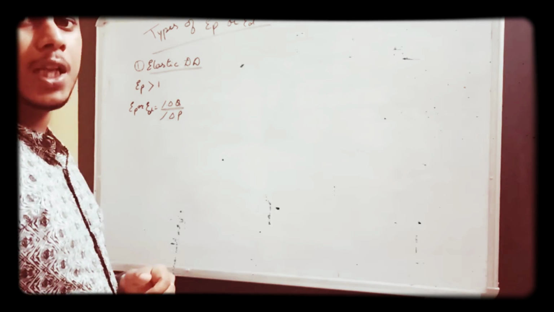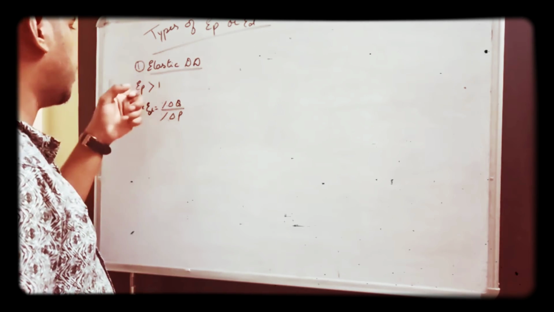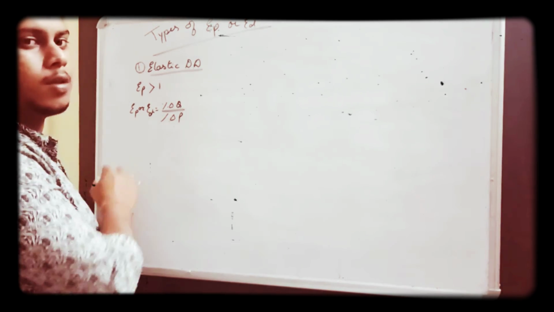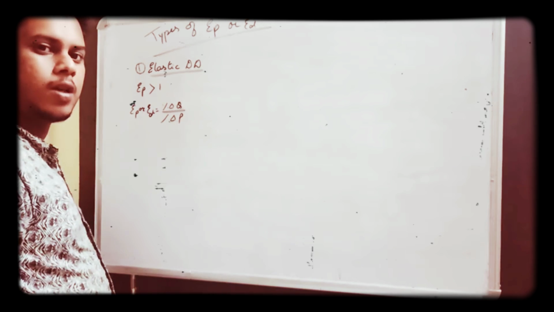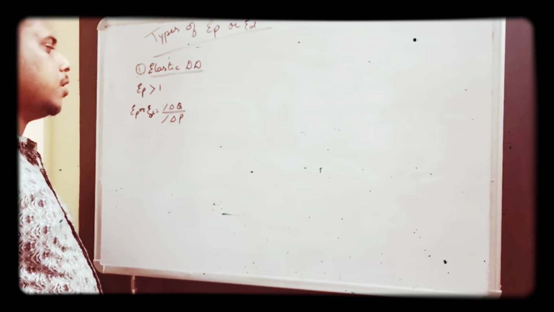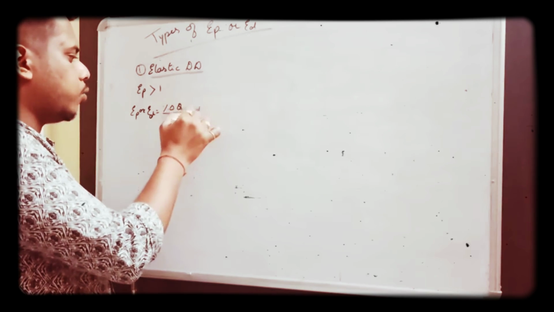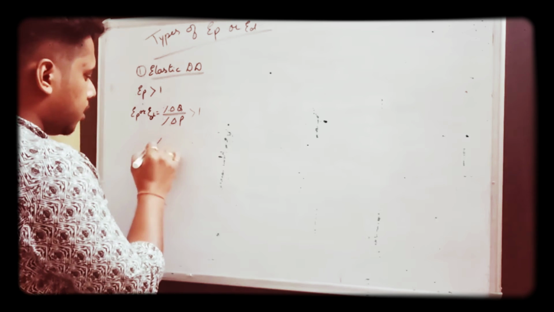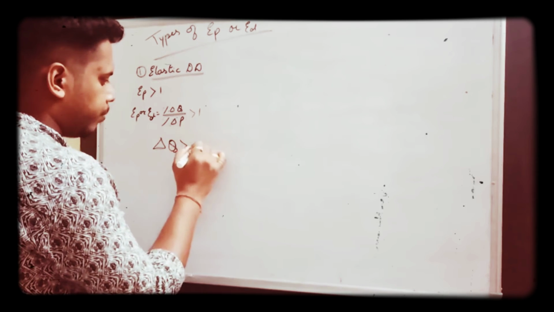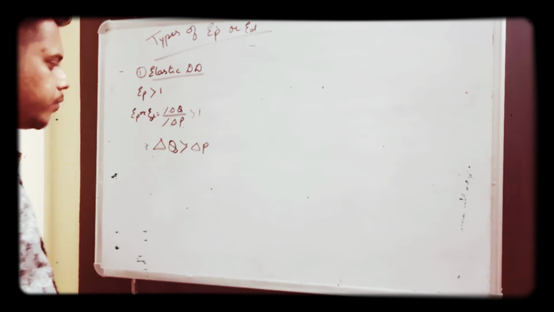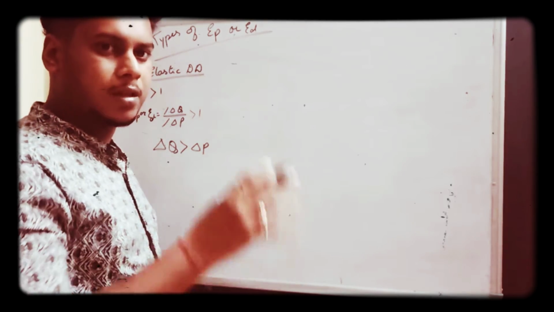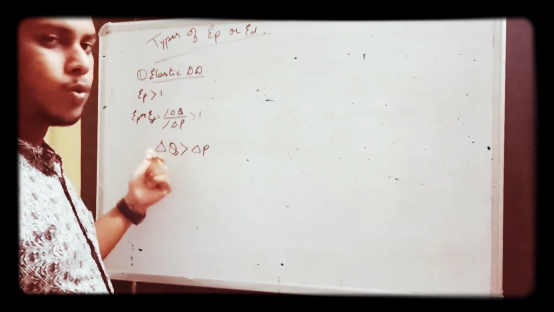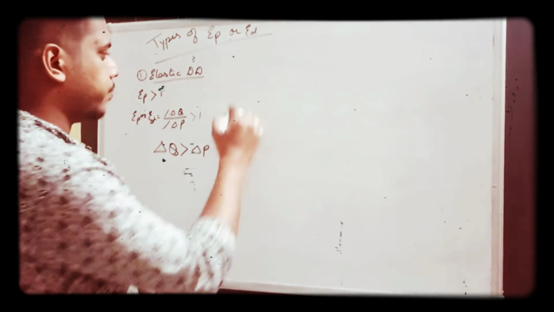The first type is elastic demand, and for elastic demand the value of price elasticity is greater than 1. We know that the formula for price elasticity is percentage change in quantity by percentage change in price. So for this ratio to be greater than 1, the numerator needs to be greater than the denominator. That means del Q should be greater than del P. Okay. So we have to draw the demand curve in such a manner that the change in quantity is greater than the change in price.